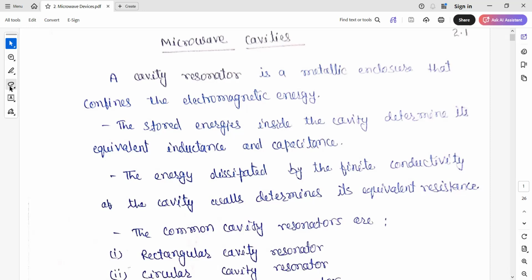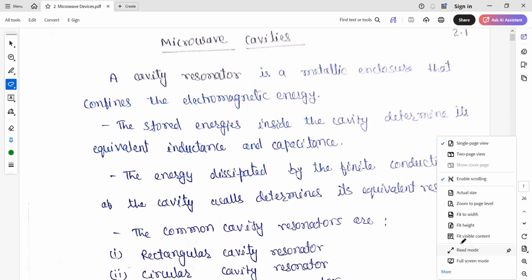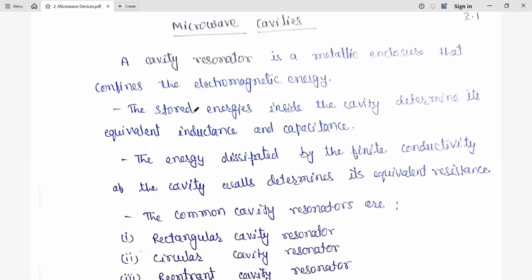So here we have a discussion: what are cavity resonators? If we talk about the waveguide, it is made up of metallic substance. The resonator is a metallic enclosure in which electromagnetic energy, meaning electromagnetic waves, is going to pass. It is also going to store the energy in the cavity. So finally, with the help of the stored energy, we can find its equivalent inductance as well as capacitance.